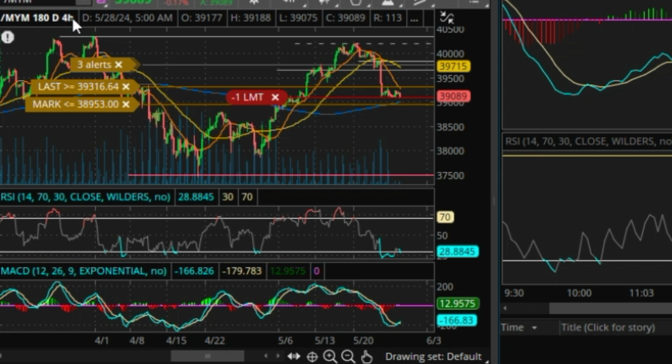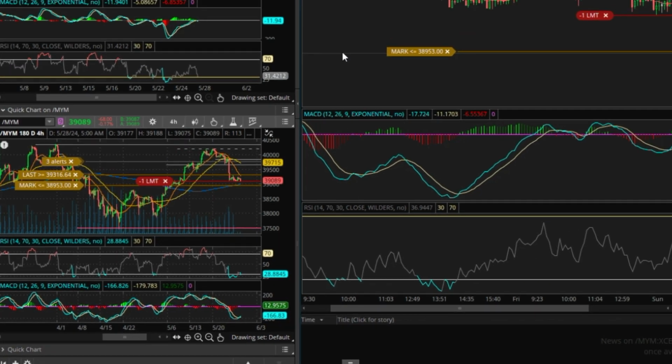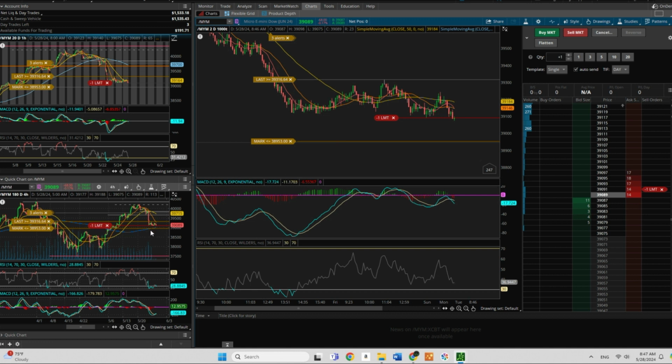And we can see on the 180-day 4-hour chart here that we have the blue SMA, which is our 180-day SMA, a very common one that's used. It's the longest term one that I use. I went ahead and put in a blue line right there, which is where the blue SMA is currently on that chart. So we're very, very close to it.